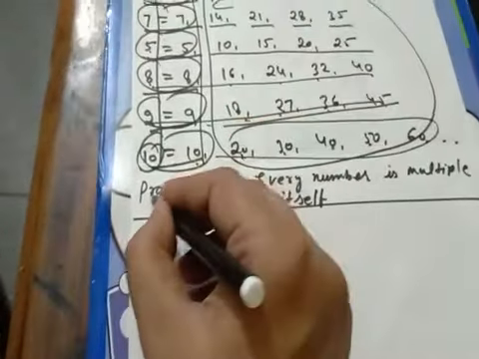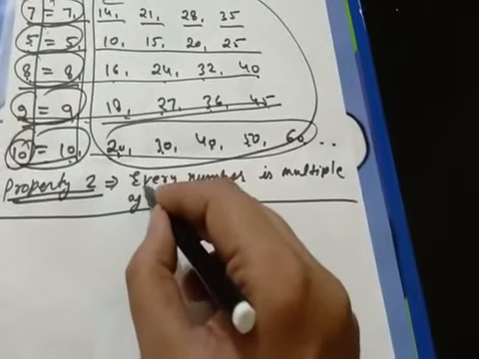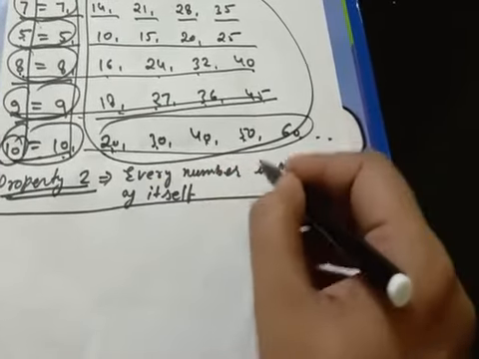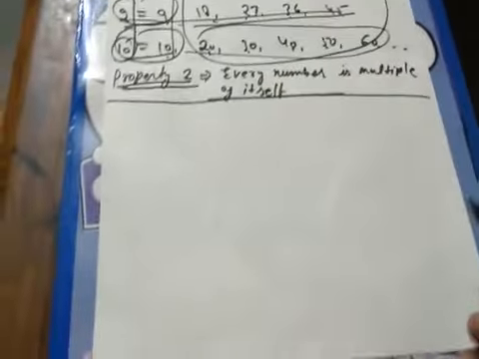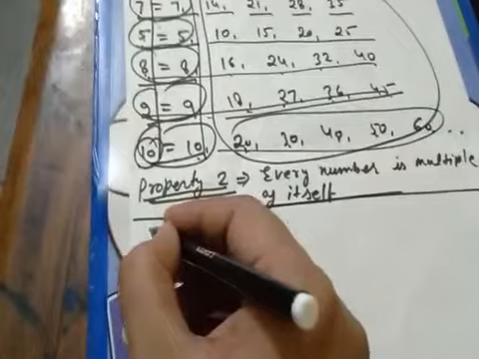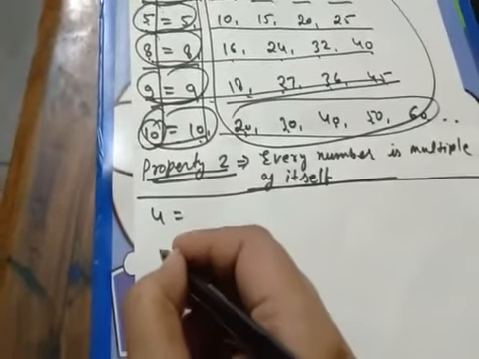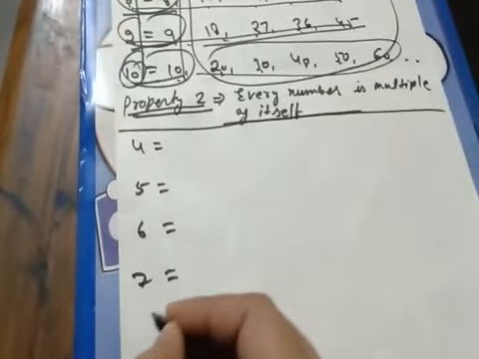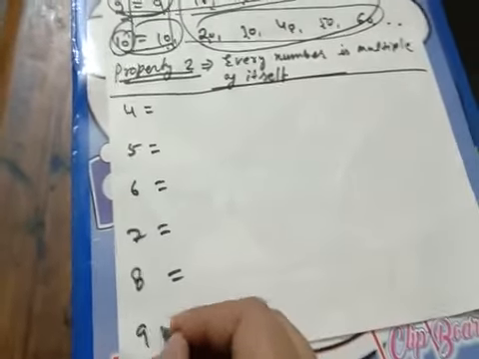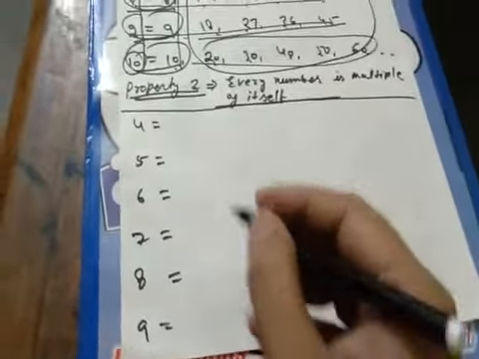What is property number 2? Now read carefully and watch it. Every number is a multiple of itself. Every number is a multiple of itself, meaning I have taken some number.